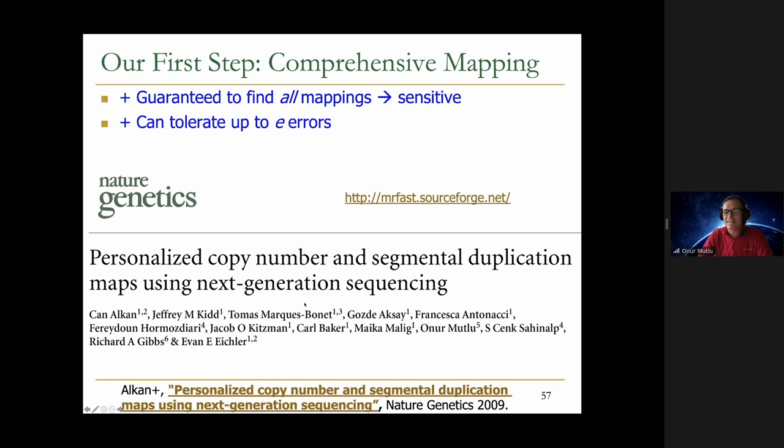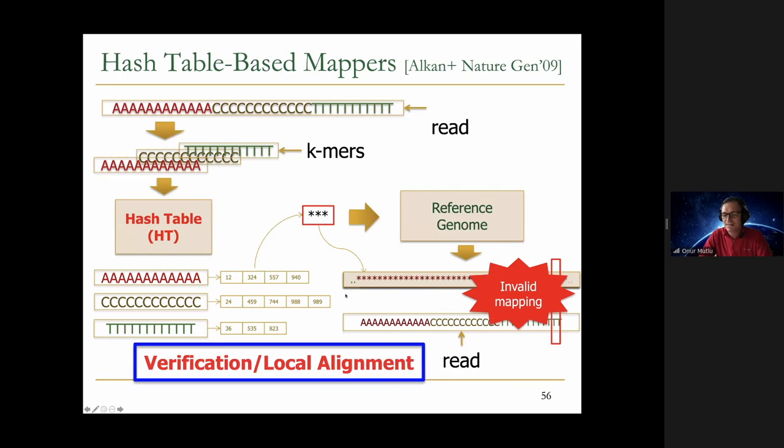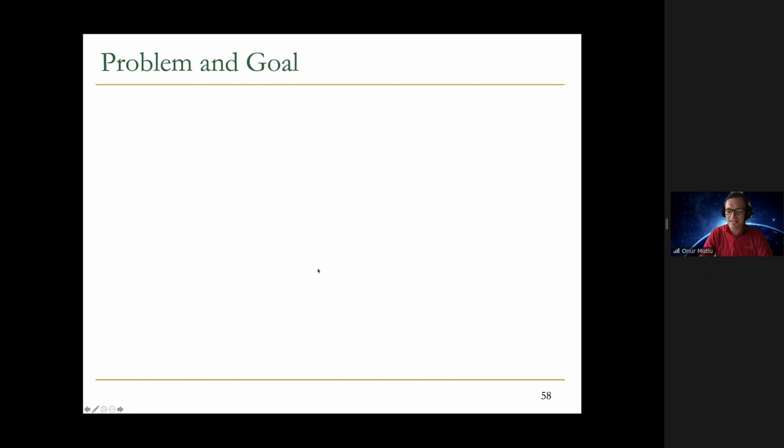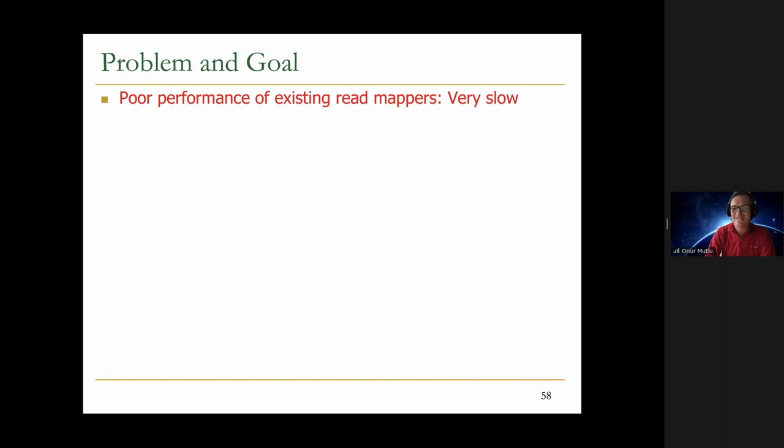But we showed that this is actually validated with experimental data that comes from real wet lab studies. So this can find segmental duplications or copy number variants relatively easily. You can read the paper for more detail on that. But of course, this is slow. Our goal was not to be slow. Our goal was to be fast. So we're going to tackle that in the remaining part of this lecture.